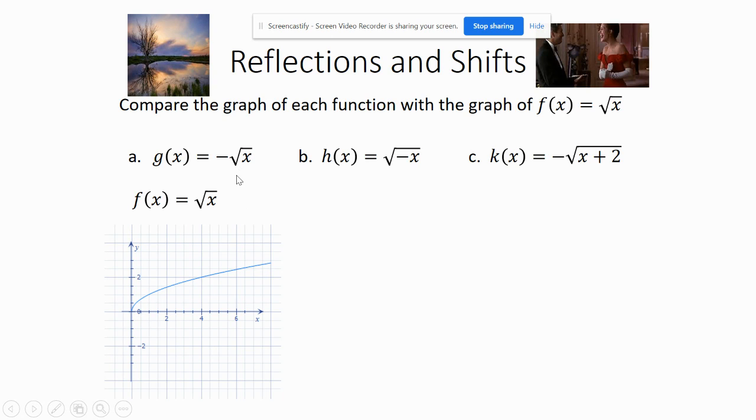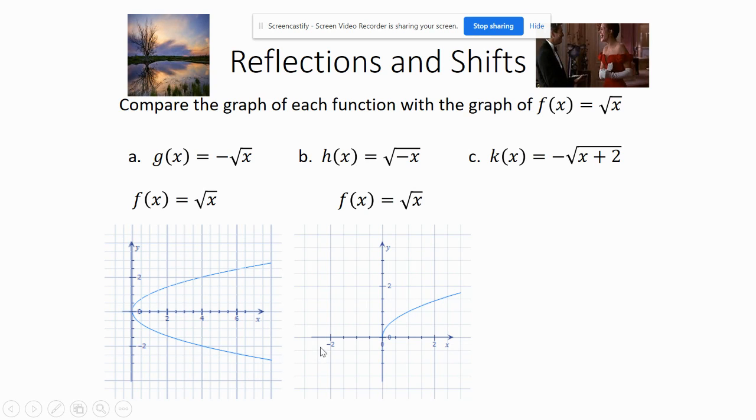But now, after I get my answer, like the square root of 4 is 2, I'm now going to make it negative. So that would flip the graph down like that. But we don't call it flip. We call it reflect across x because it reflected across the x-axis.